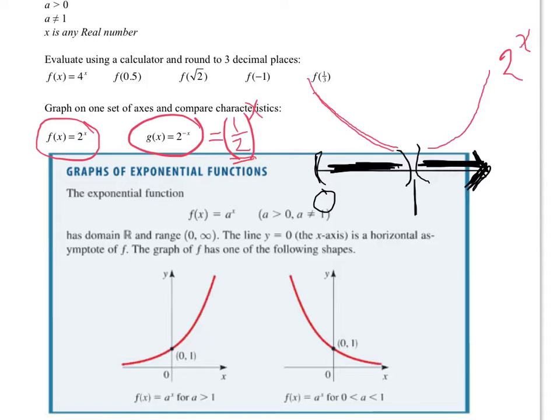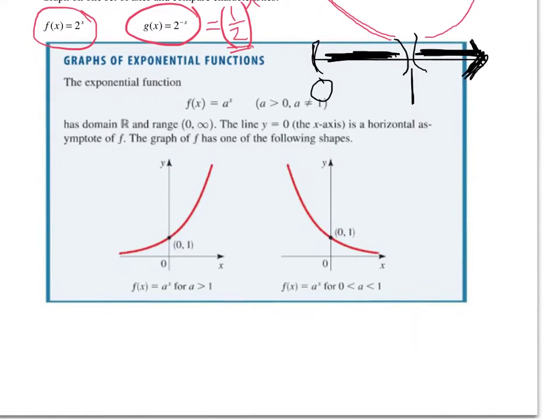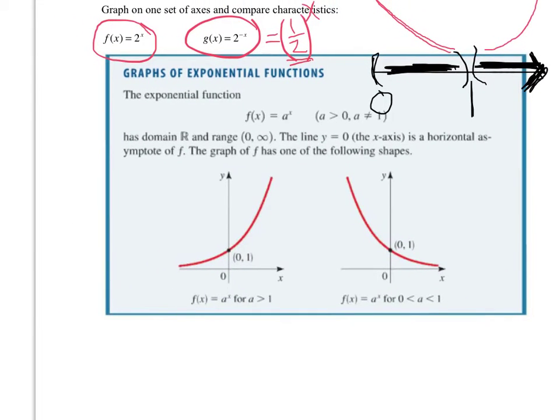So that illustrates this property of the graphs of exponential functions, that the exponential function f of x equals a to the x has domain all real numbers, so the exponent x can be any real number, and the range is only the positive real numbers. The line y equals 0, the x-axis, is a horizontal asymptote of the graph of f, and it has one of the following shapes. It's an increasing function with a y-intercept at 1 if a is greater than 1, and it's a decreasing function with y-intercept at 1 if the base is between 0 and 1.